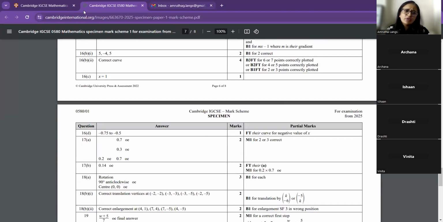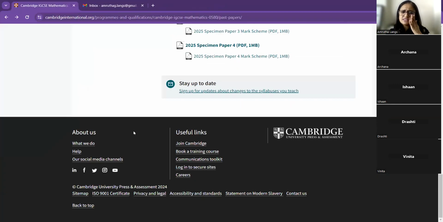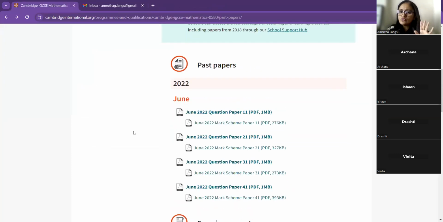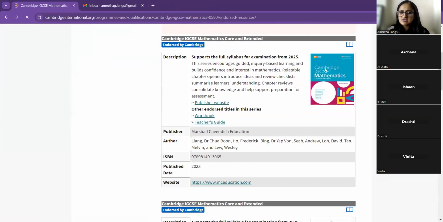So it's a beautifully organized curriculum, I would say. Everything is always updated on their website, so there's no need to worry or panic. You have the resources here, again, endorsed resources. Go here, see, like for English, it was mentioned textbooks from 2020. Here they have mentioned it supports the full syllabus for examination from 2025. So if they're changing the syllabus, they have updated even their resources.